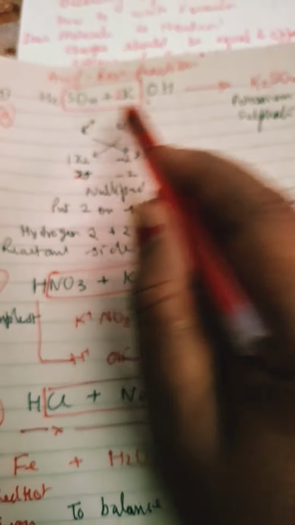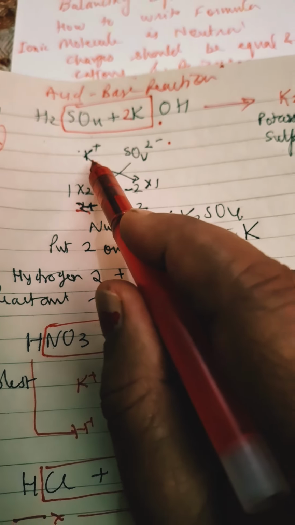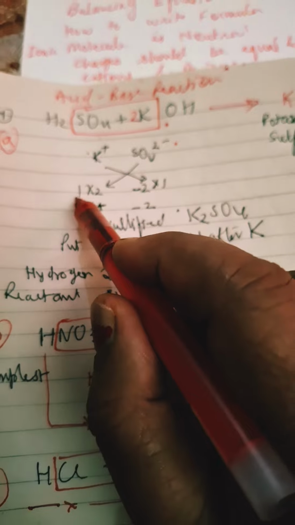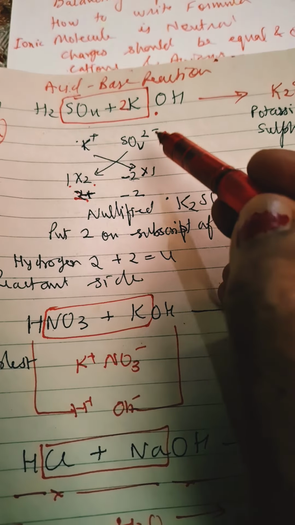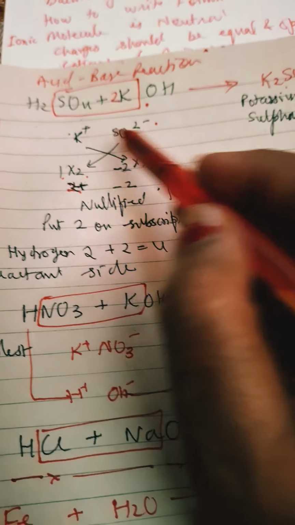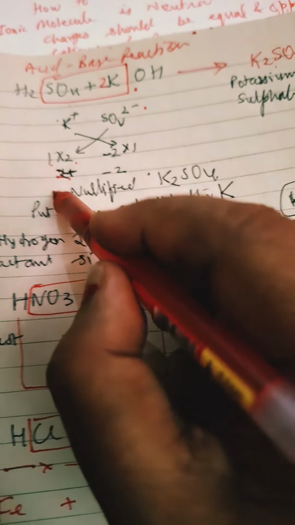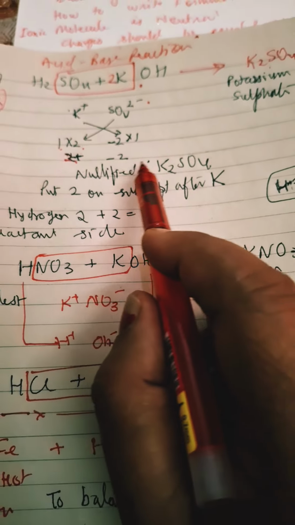So K has a positive charge, one positive, and SO4 has two negative. So what will happen over here? To cross-multiply, we take out the magnitude of the charge. Here it is 2, so multiply this by 2, and K has 1, so multiply this by 1. Now there are 2 positive and 2 negative charges, so the molecule is neutral.